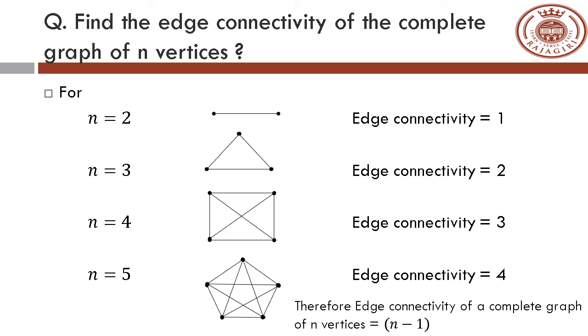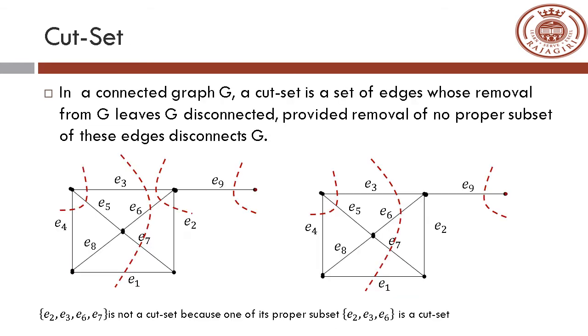For a complete graph with 3 vertices, if you remove two edges, you get an isolated vertex and an edge with two end vertices. Therefore, the edge connectivity of K3 is equal to 2. Similarly, the edge connectivity of a complete graph with 4 vertices is equal to 3. Therefore, in general, the edge connectivity of a complete graph of n vertices is equal to n minus 1.